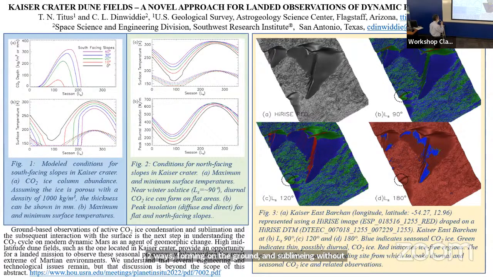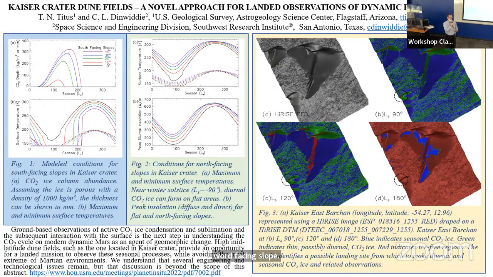And so the idea here was, what if you go to a mid-latitude dune field, such as the one located on the east side of Kaiser Crater, and you land on a sun-facing equatorial slope, looking at a poleward-facing slope? Could you find a sweet spot where you can look at polar features, the CO2 forming on the dunes, you can look at the lee side of the dune, you can look at maybe even gullies forming from sliding blocks of ice or from other processes.